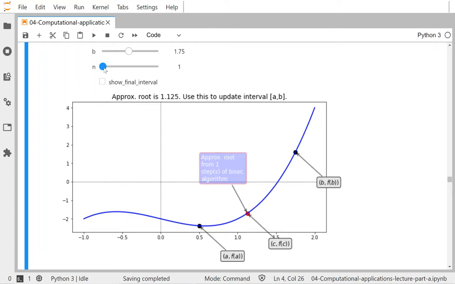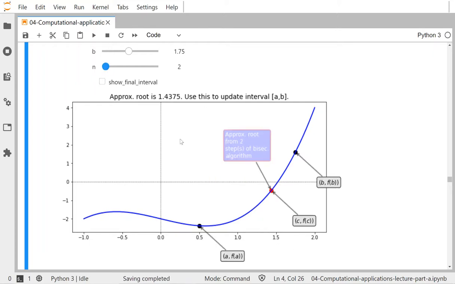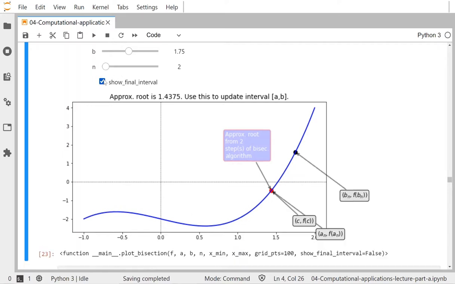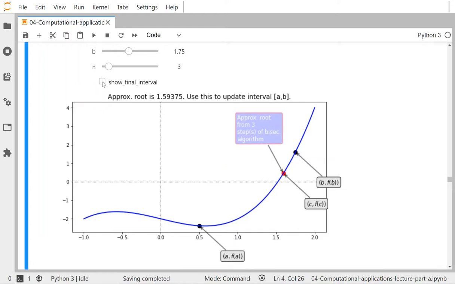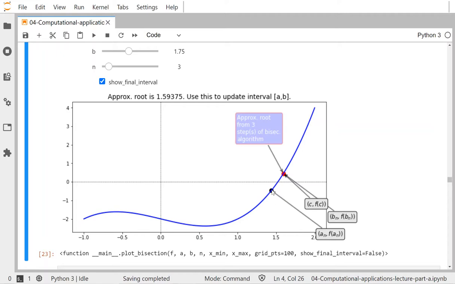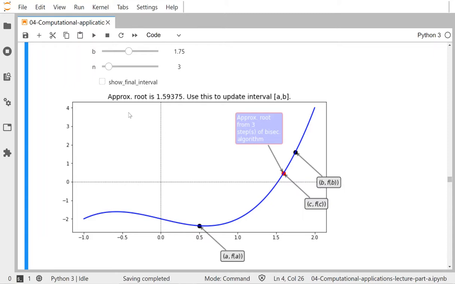Whereas when I go to n equals 2, what should happen again? That had the same sign as A. A should get updated again. That's exactly what happens. Now at n equals 3, I believe that is where it became positive. So if I show the final interval here, that second update to A, it doesn't get updated a third time, but B now finally gets updated. It gets moved in. So the interval keeps shrinking. So you can play with this and understand it.